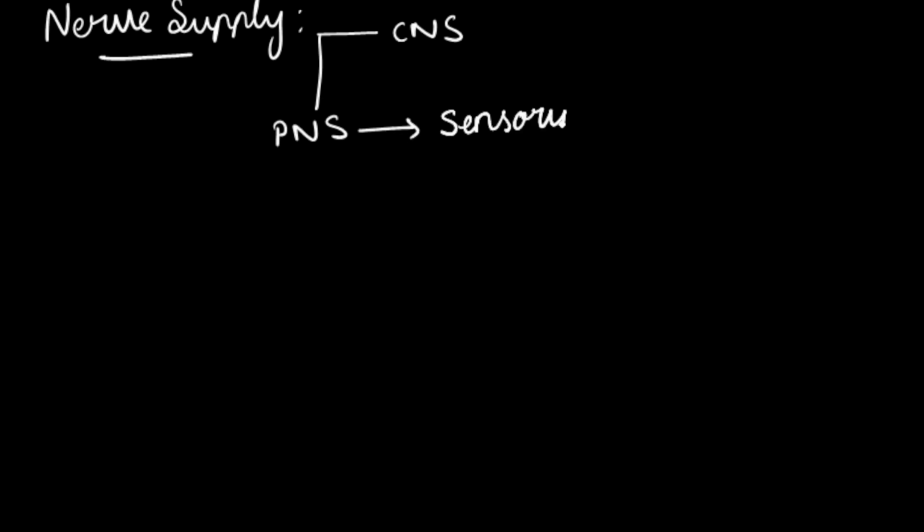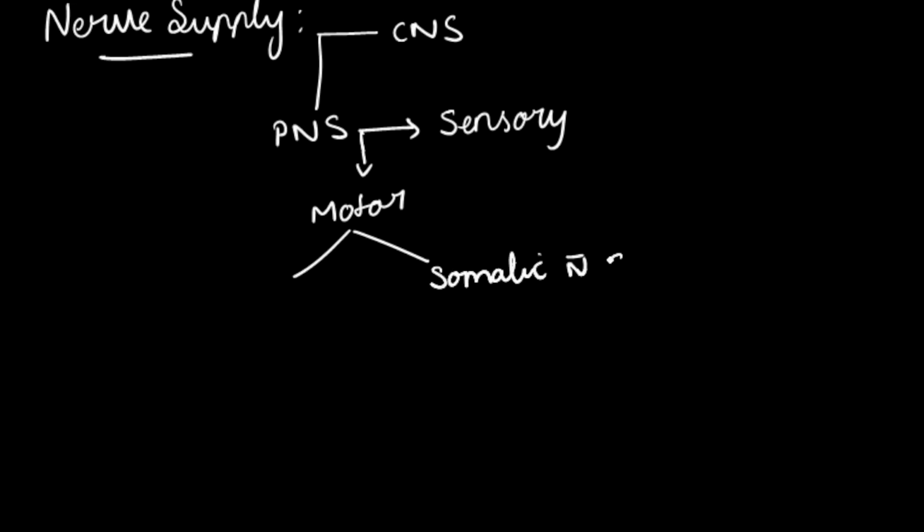Before entering into the nerve supply of the anal canal, let me give you a quick recap regarding the nervous system of our body. Our nervous system is divided into the central nervous system and the peripheral nervous system. We are not going into detail, I am just giving you a quick recap. In the peripheral nervous system, we have sensory and motor. In the motor, we have two different types. One is the somatic nervous system and another one is the autonomic nervous system.